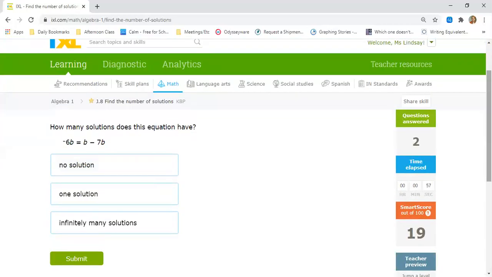So if you simplify both sides and you see that they're exactly the same, that's when it's infinitely many. So 1b take away 7b. Yep, negative 6b. Negative 6b equals negative 6b. Well, that's going to be true for every equation because I'm just saying it equals itself. So when it's true for everything, when you can see the expressions are equal, that's when there are infinitely many solutions.